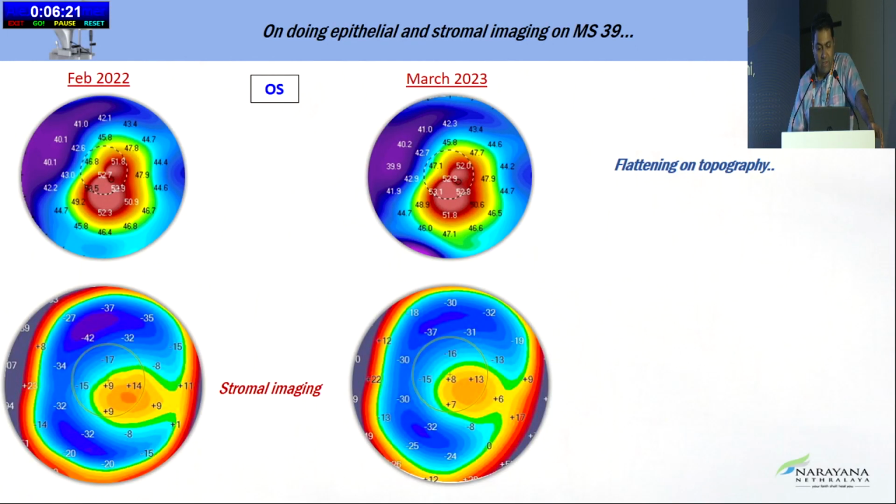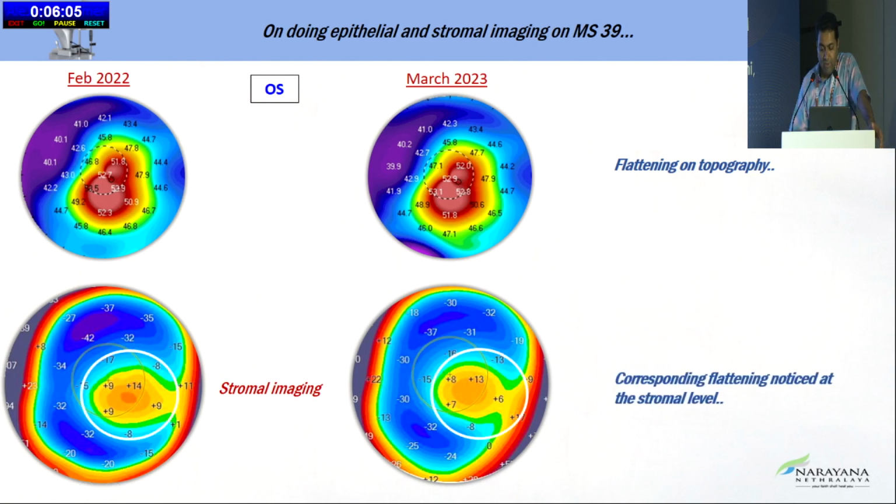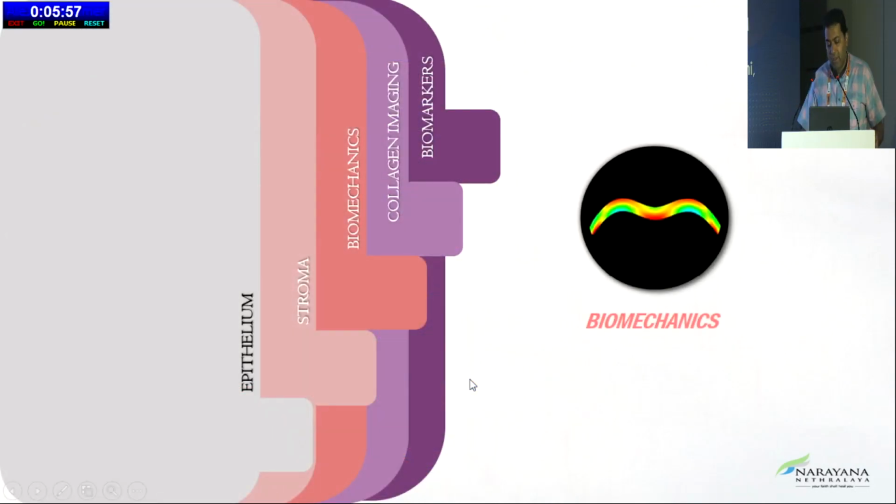For example, in this case, it's trying to flatten on the topographies, but you can see that the stroma seems to be perfectly the same. So flattening could be induced by an epithelial change itself, which your Pentacam will probably not fit. And you can see that the 14, 13, these are the values which you see exactly in that zone.